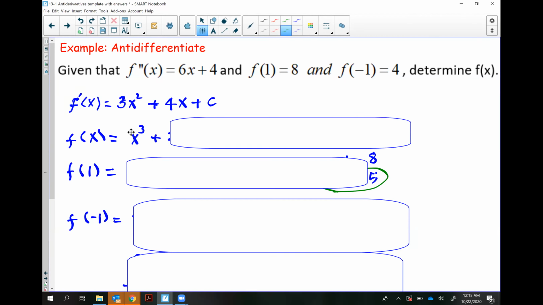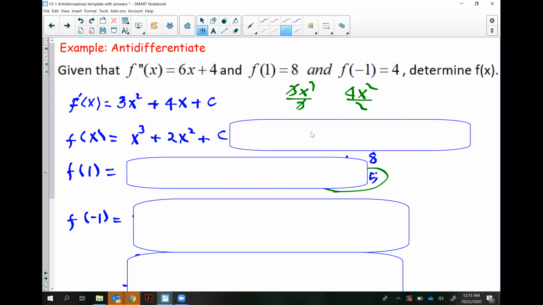3x to the 3 over 3, and the 3's cancel. So x cubed. The next one will be 4x squared over 2, and 4 over 2 gives you a 2. So 2x squared. And the next one will be plus the constant.